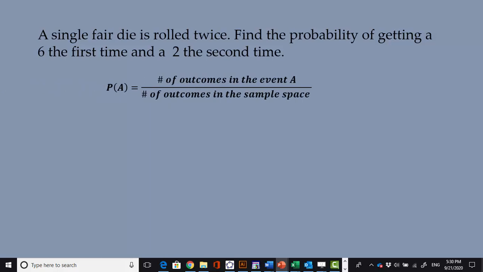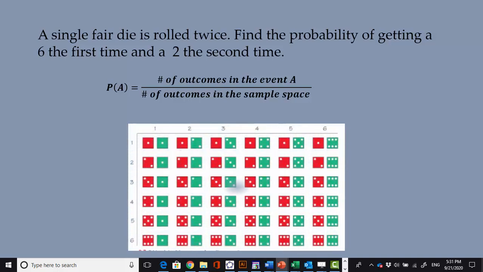One is the theoretical probability formula. The theoretical probability formula says the probability of an event can be calculated by dividing the number of outcomes in the event by the number of all possible outcomes in the sample space. So let's first think about the sample space of this random experiment. When the die is rolled the first time, there are 6 possible outcomes. For each of these outcomes, it produces another 6 outcomes when the die is rolled the second time. So the total number of possible outcomes is 6 times 6, which is 36.